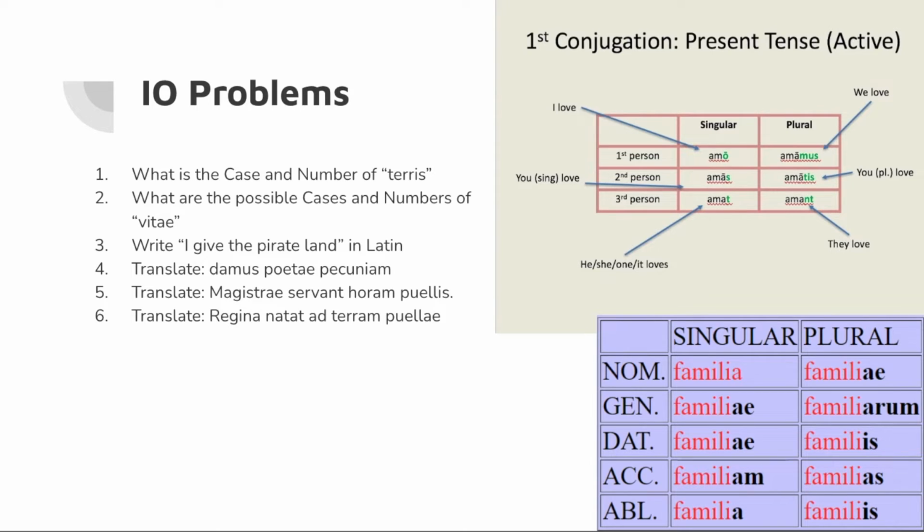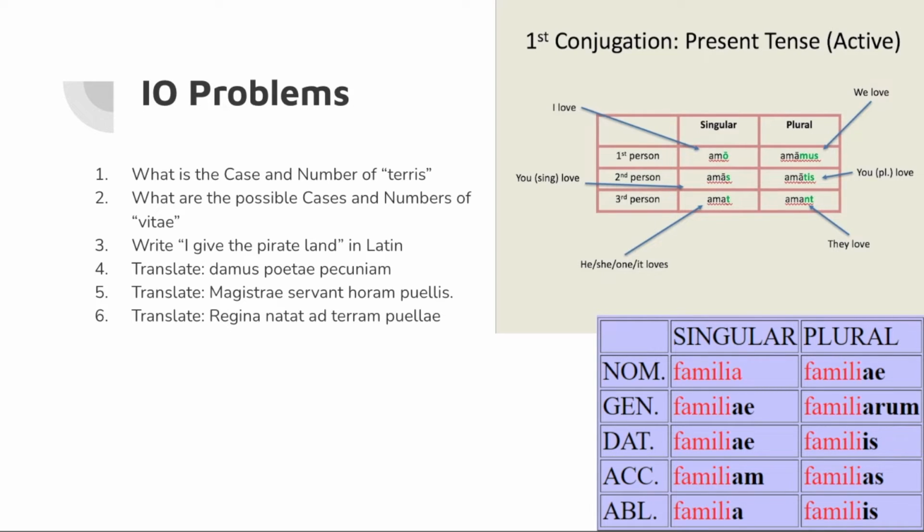Terra is a noun. So let's look at the purple chart. So terra. So what in the purple chart ends with is? The dative and the ablative plural. So that must be the case and number of Terrys. Dative and ablative plural. That's number one. So what are the possible cases and numbers of vitae?